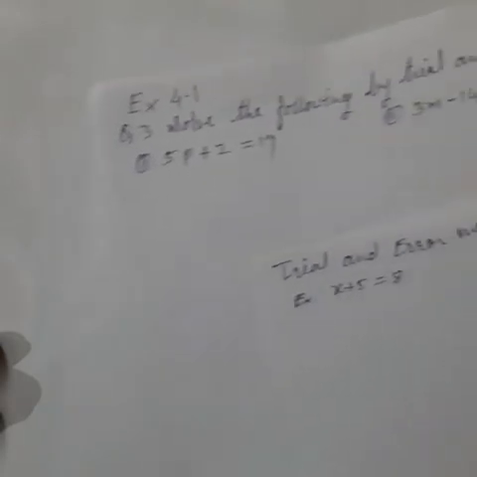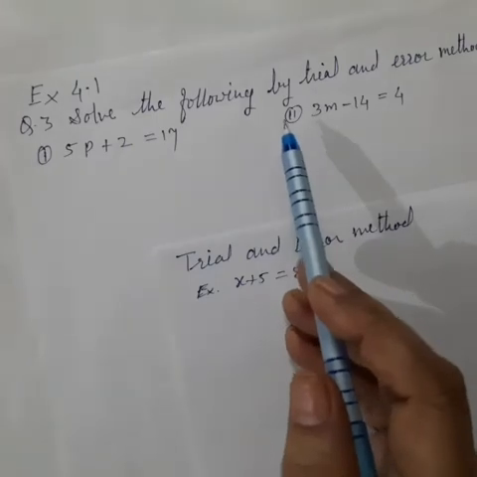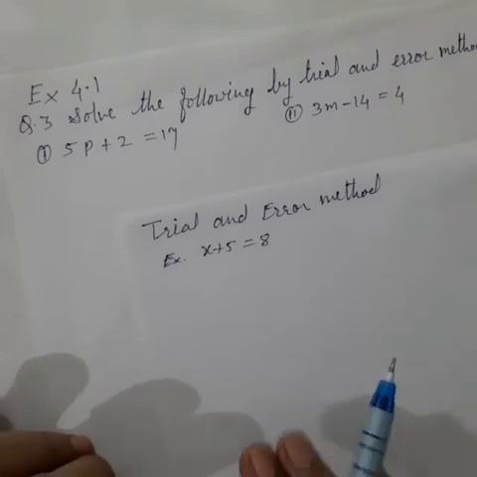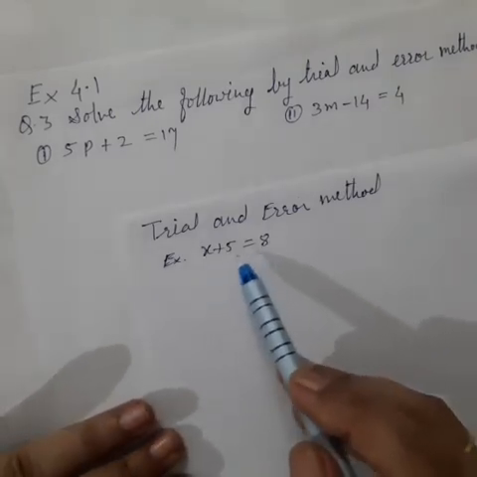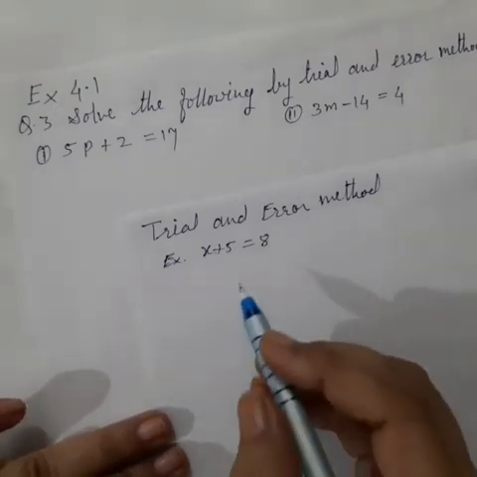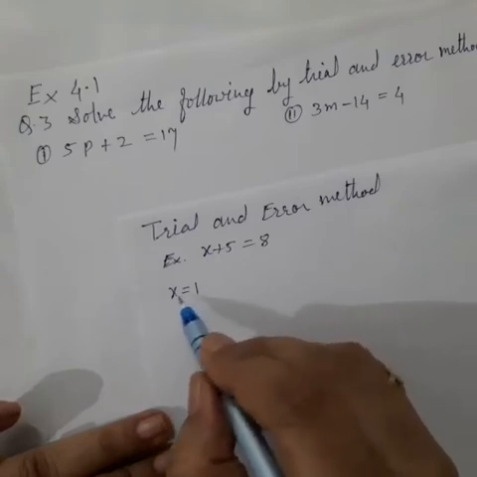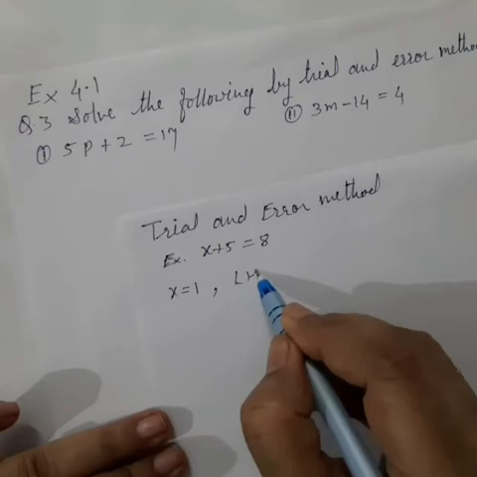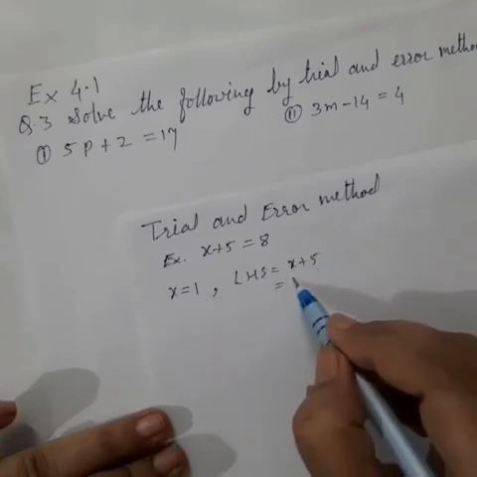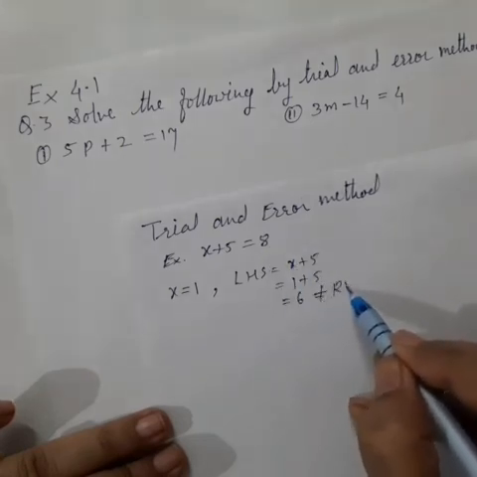Coming to question number 3 of exercise 4.1. Here we have to solve these questions by trial and error method. So first of all, you see what is trial and error method. Suppose this equation is given and we have to find out the value of x by trial and error method. What we will do? First put value of x equal to 1. So our left hand side is x plus 5. At the place of x put 1. 1 plus 5 will get 6. But it is not equal to our right hand side.